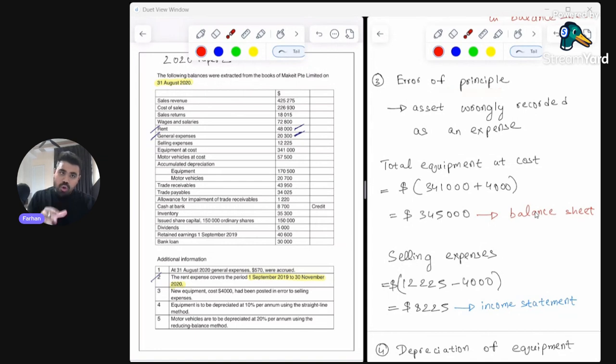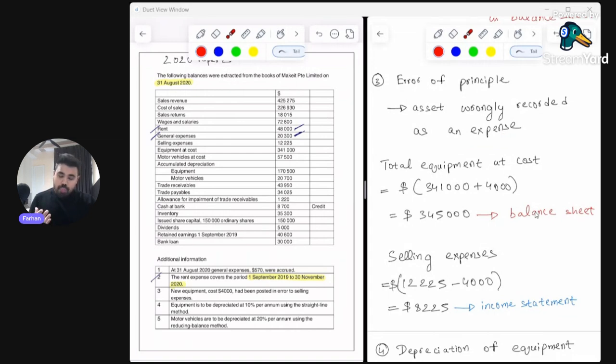We ended up recording the purchase price of an asset, which is the equipment that we have bought, as an expense, which is a selling expense. So an asset has been wrongly recorded as an expense. And as you understand, assets and expenses are different categories to each other. Therefore, the error is clearly within the fundamentals, and this is why we call this an error of principle.